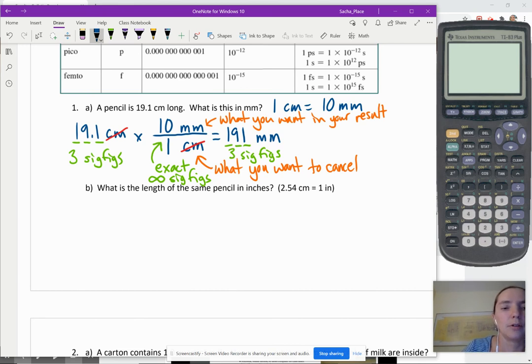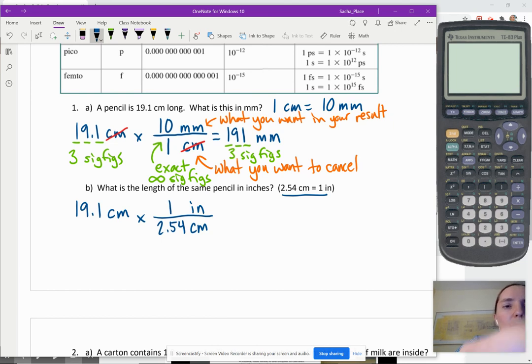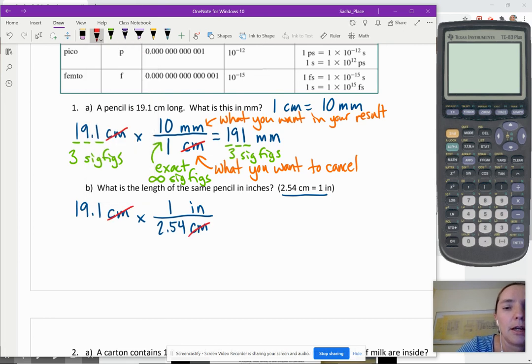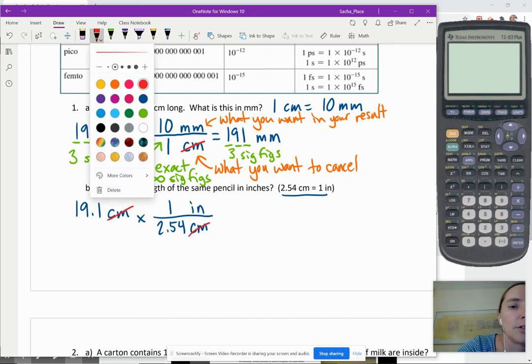Okay, so I'm going to do problem 1b. So what is the length of the same pencil in inches? So I'm writing down my original number, again, 19.1 centimeters. And I want to cancel out centimeters, so that's going to go on the bottom. I want to get inches, so that's going to go on the top. And I look at my equality, which is written right here in the problem. There are 2.54 centimeters in every 1 inch. So my centimeters are going to cancel out, so I can cross those out. And I'm going to get a value that is in inches.